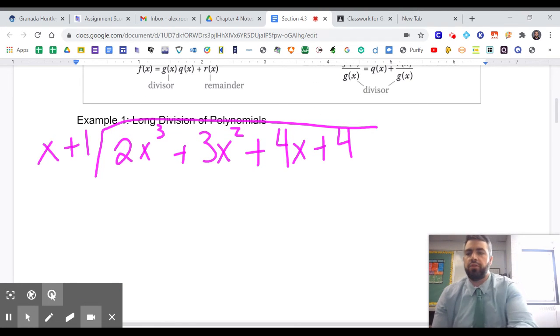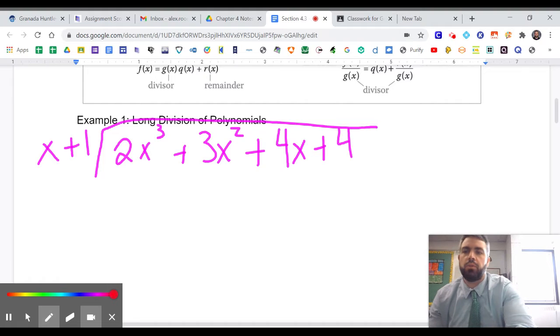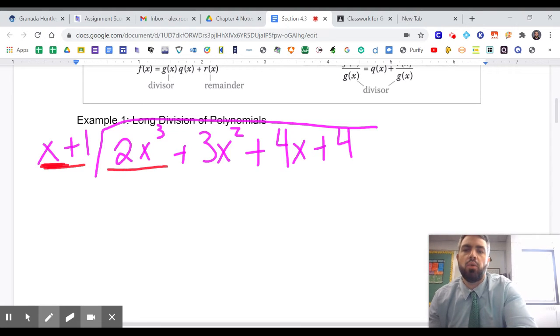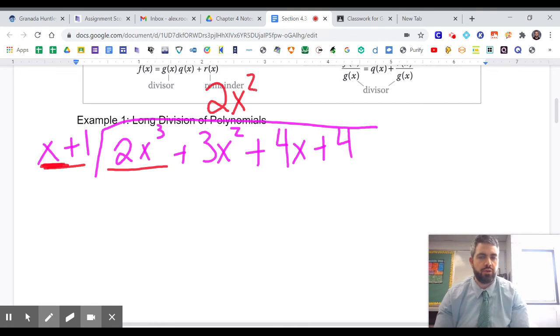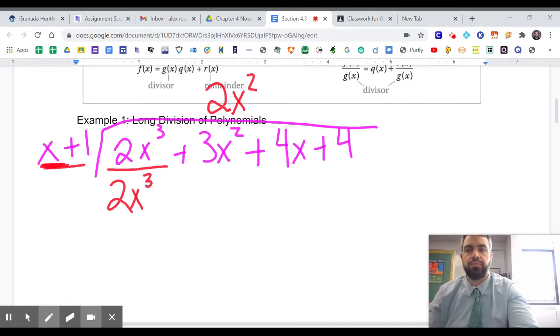Okay, so the first thing we're going to do is look at this value right here, and I'm going to say, how many times does x go into 2x to the third, okay? Well, x goes into 2x to the third 2x squared times, okay? And to keep things nice, I'm actually just going to put it over the other x squared, okay? And the reason I picked that is because now 2x squared times x is 2x to the third, and then 2x squared times plus 1 would be plus 2x squared.